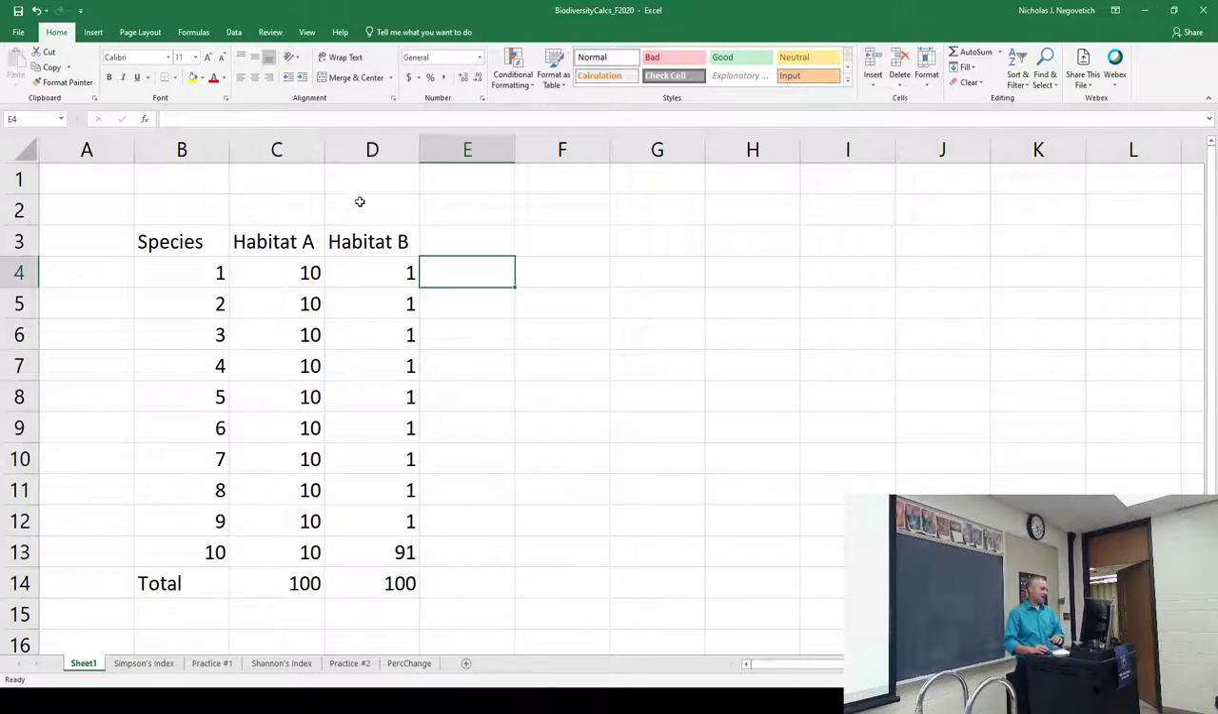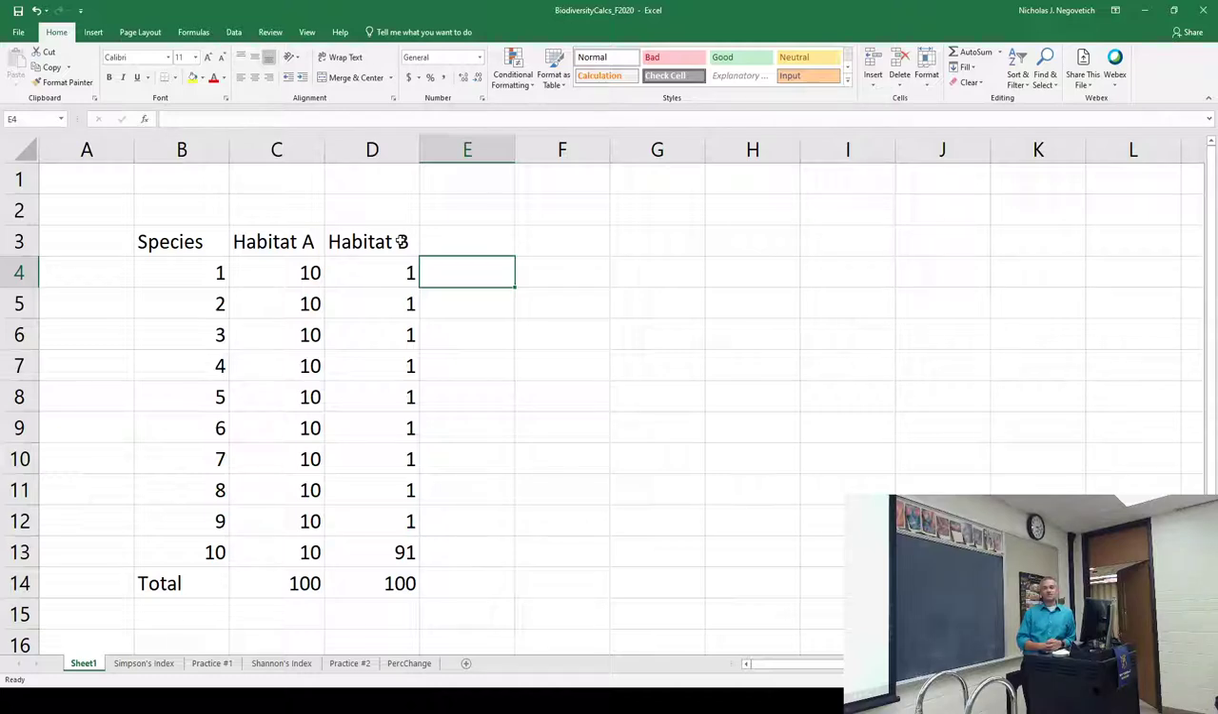All right, so we're going to start with just these two example habitats. We've got habitat A and habitat B. If we just calculate the basic one that everyone thinks of, number of species or richness, how many species do we have in each of these habitats? 10, right? So for habitat A, richness is 10. We have 10 species present. For B, how many species are present? 10 species. All right, so are habitat A and habitat B similar? Yes.